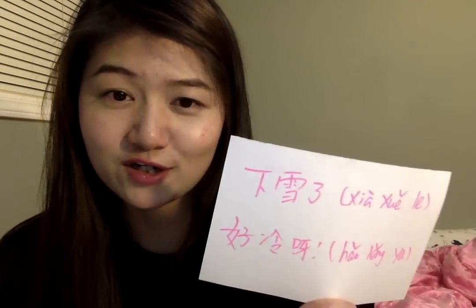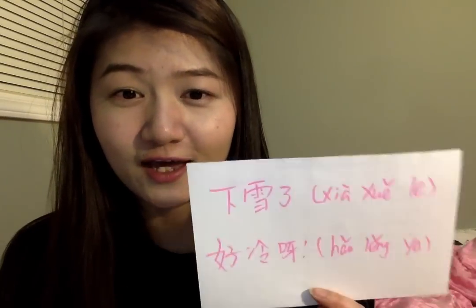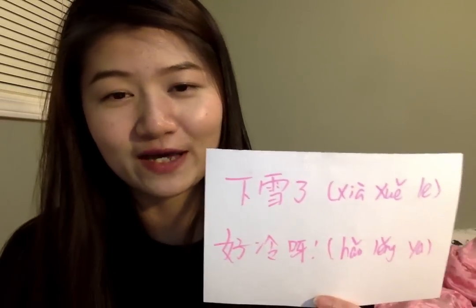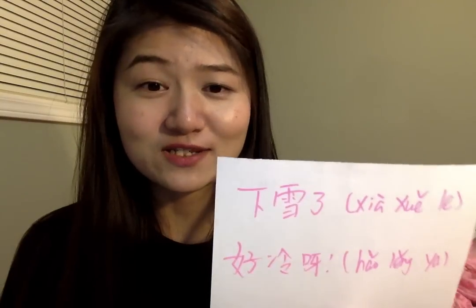And then I'll teach you another two expressions. If now it's winter, now outside, 下雪了, okay? 下雪了. It snows, okay? And then, next one is 好冷啊. It's so cold.